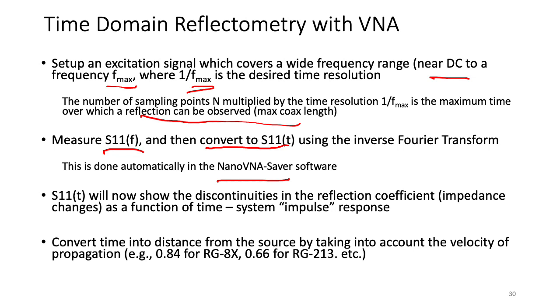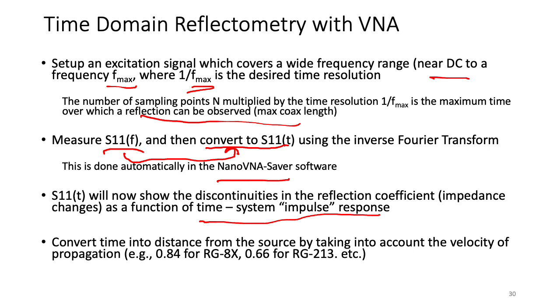We'll convert that from the frequency domain into the time domain by using the inverse Fourier transform, and then we're going to plot that S11 of t, which should now show any discontinuities in the reflection coefficient. In other words, it'll show impedance changes, abrupt impedance changes as a function of time. We're obtaining the system's impulse response.